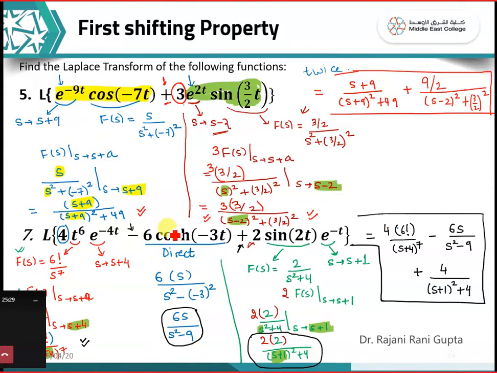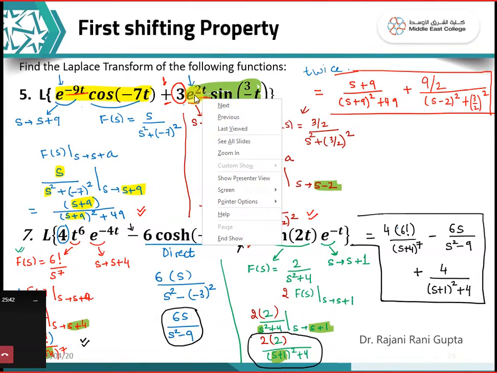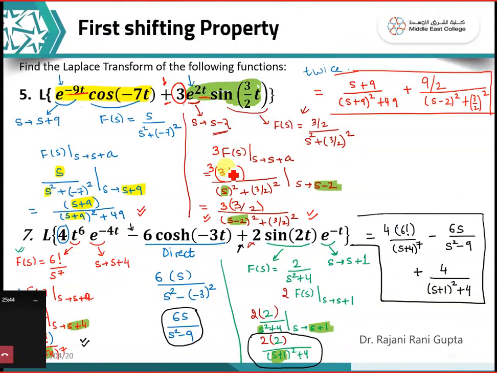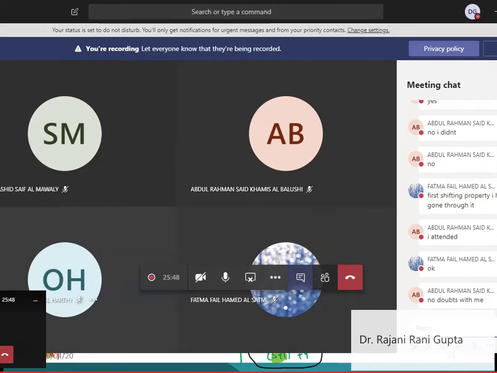So these are the examples that we answered, and the other thing that we answered is you have to apply the shifting property in two different terms, two times. Here it is e power minus 9t and here e power 2t. So you are using the property twice. Okay, so you will understand these things through the videos.